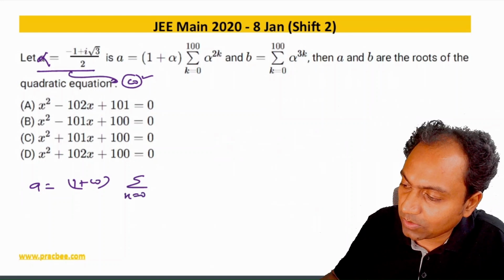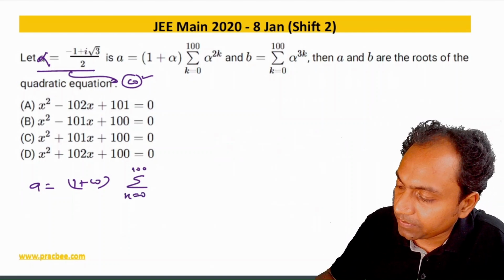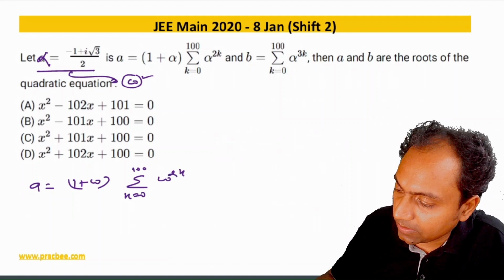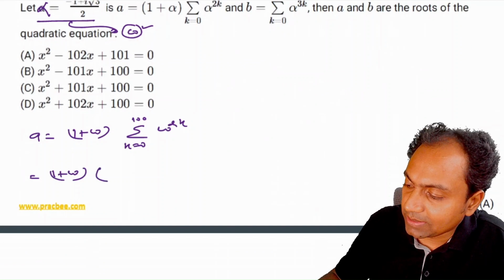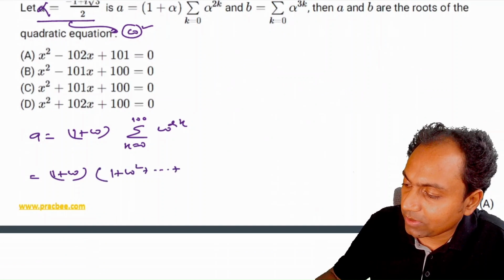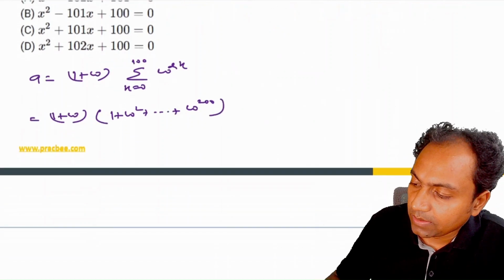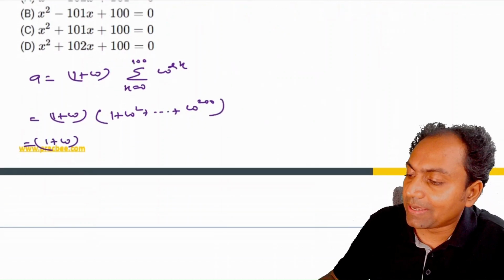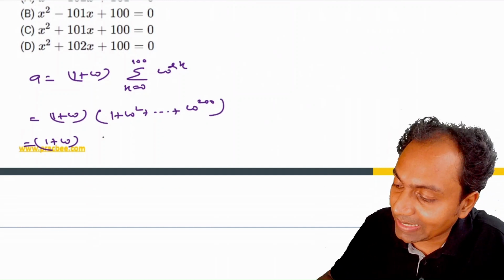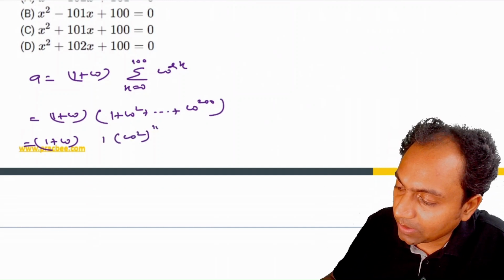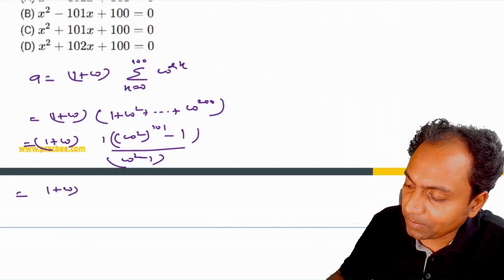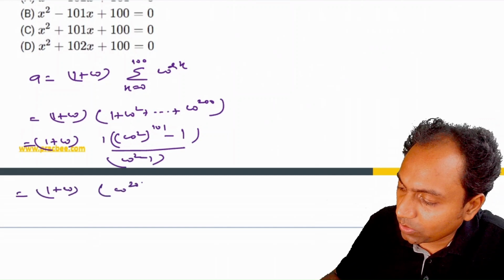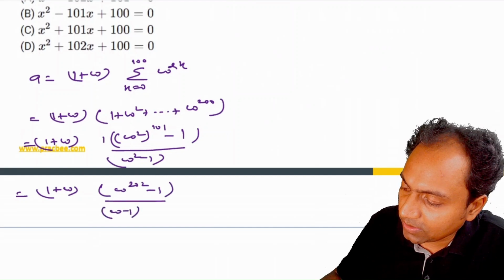Summation of k equals 0 to 100 omega raised to the power 2k. If I simplify this, this becomes 1 plus omega. And if I write this, it is 1 plus omega square, and it will go up till omega raised to the power 200. So it will become 1 plus omega. And if I apply the sum of a geometric progression, it comes out to be a into r raised to the power n minus 1 by r minus 1, because your value of r is nothing but omega square. This becomes 1 plus omega raised to the power 202 minus 1 by omega square minus 1.